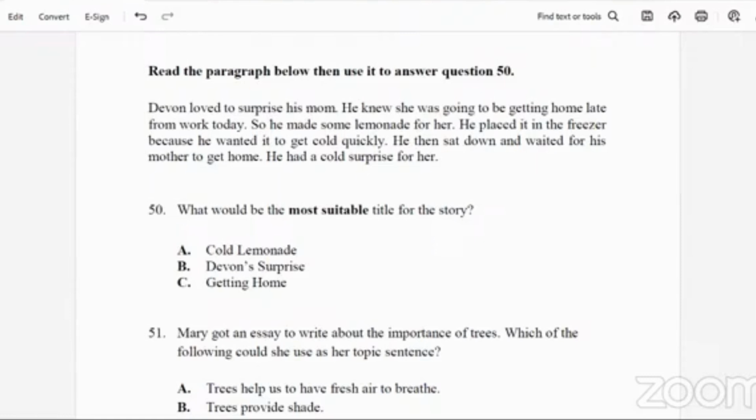What would be the most suitable title for the story? Is it Cold Lemonade? Devon's Surprise? Getting Home? Of course, he loved to surprise his mommy, and he was waiting for her, and it talked about surprise so many times. So it would be Devon's Surprise. That's the most suitable title.